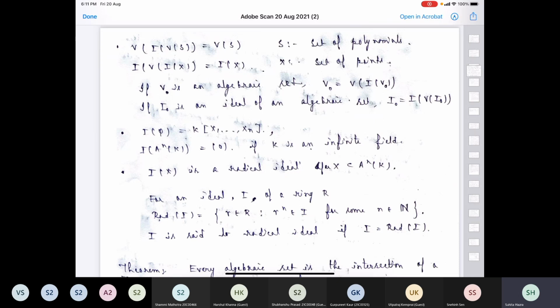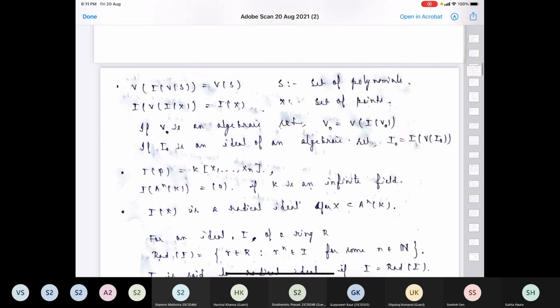I am not going into the proofs, because the proofs are very set theoretic. You can do it easily. And if you want me to give some clarification for the proofs, you can say it now. It's also welcome.